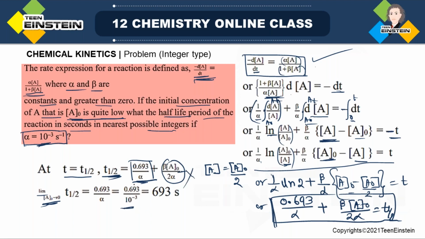Now put the value of alpha: 0.693 divided by 10 to the power minus 3 in the denominator, which becomes 10 to the power 3. So ultimately it will be 693 seconds. This is the half-life period for the reaction in seconds, in nearest possible integers. The value is in seconds because alpha is already given in seconds. Fine, so this is integer type, a whole number, 693. At first glance it seems very difficult, but actually it is not. And remember this condition here, that is very important. We have to keep it in mind.